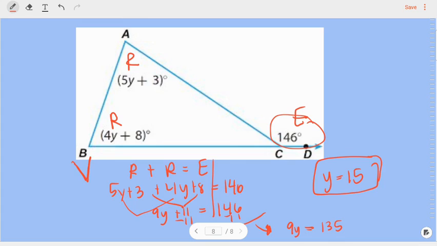All right, that's more about exterior angles. If you have any questions or any confusion, please reach out and I'm happy to help. Have a good day.